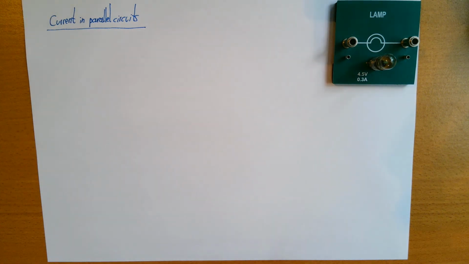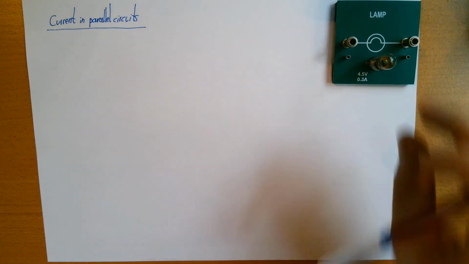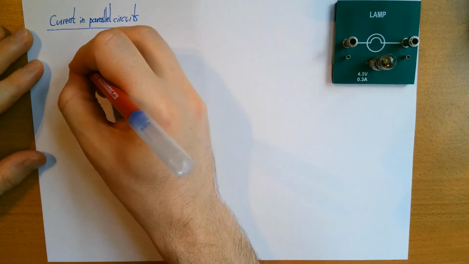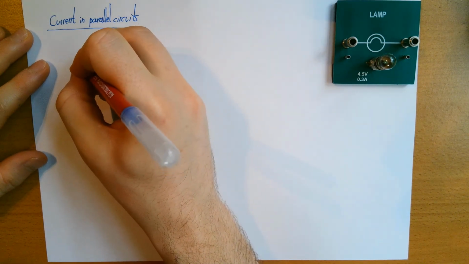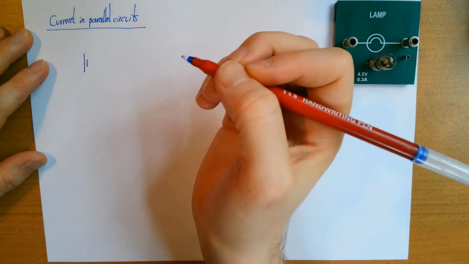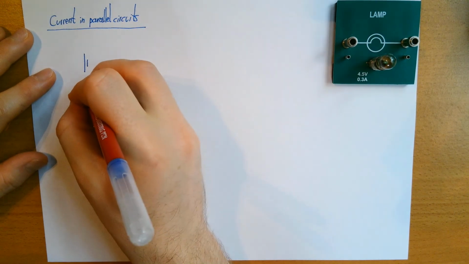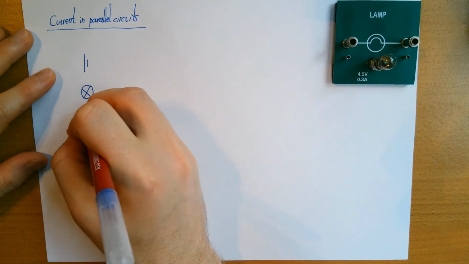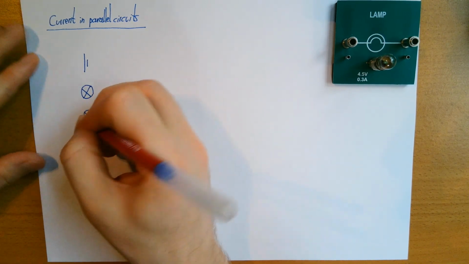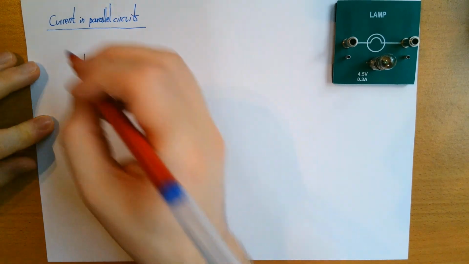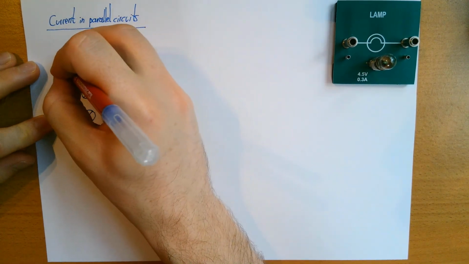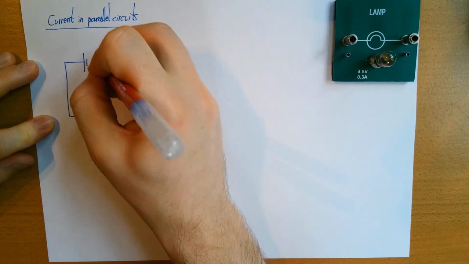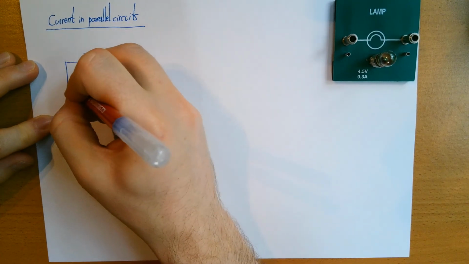So, current in parallel circuits. Now, let's start with a very simple circuit. I've got one cell, a bulb in one branch, and a bulb in another branch. I'm not going to draw ammeters in yet, because I'm going to represent the current slightly differently in this.